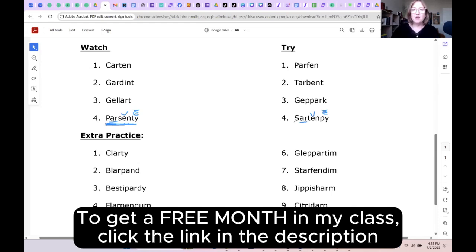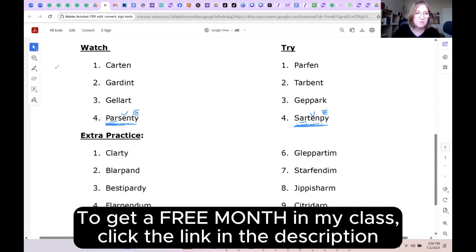So AR is saying R. This A is saying A. This E is saying E because of the tap 2 rule. Y at the end of a longer word usually says E. S, A, T, N, P, E. Sa, sar, sart, sarte, sarten, sartenp, sartenp.